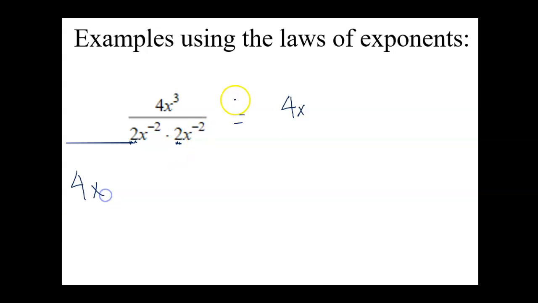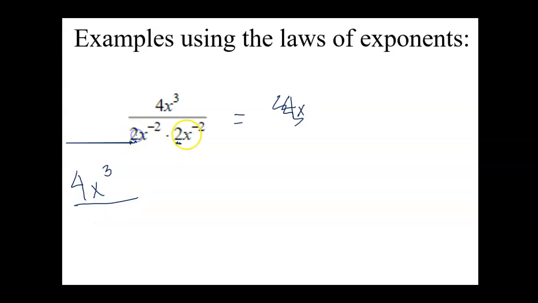All right, let's try a couple more examples. I have 4x to the third over 2x to the negative 2 times 2x to the negative 2. Here, I'm going to take my 2 and my 2 here, and I'm going to multiply them together. So I have 4x to the third. Whoops, I shouldn't write up there because my other example is going to be over there. So I have 4x to the third on the top, just leaving it the same.